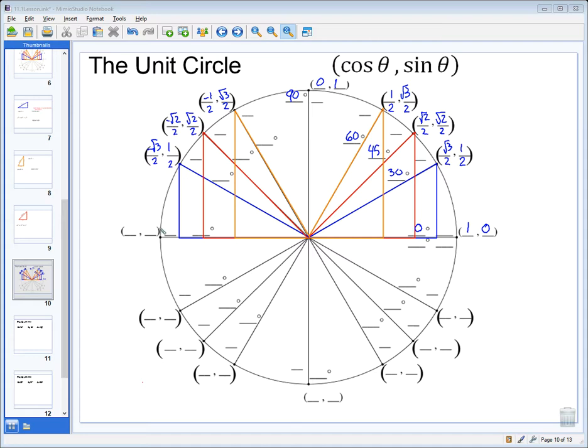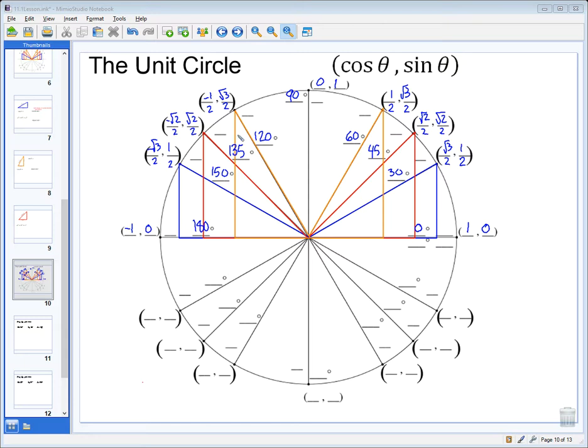Now, halfway around your circle is 180 degrees, and it would be (negative 1, 0). 30 degrees past 90 would be 120 degrees. 45 degrees past 90 would be 135 degrees. And 60 degrees past 90 would be 150 degrees. So there's the top half of your unit circle.